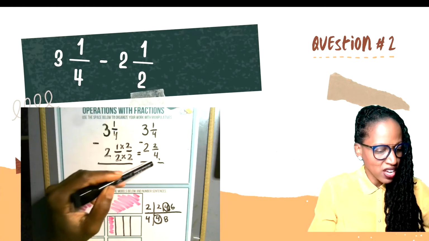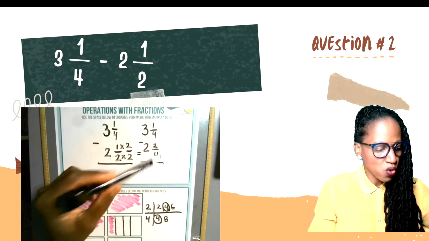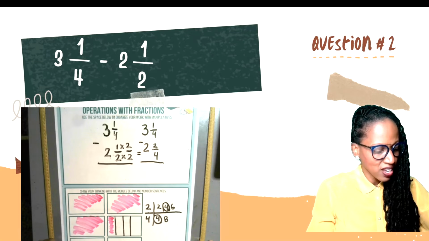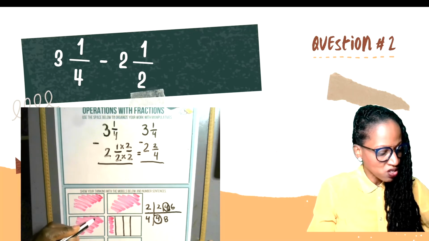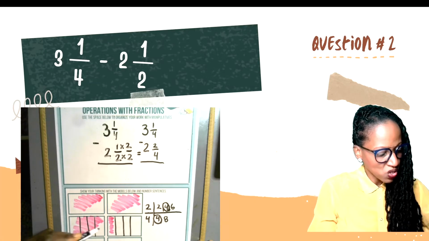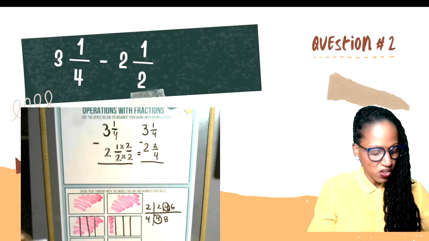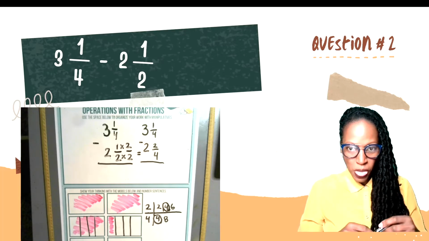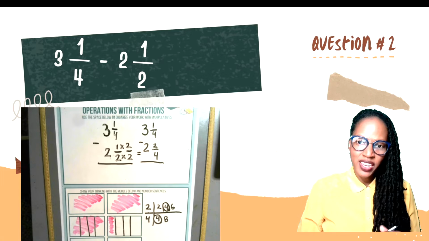Okay? So now that I have that, I can already see I need to now change my 1/2. This 1/2 is the same thing as 2 fourths. So let me go ahead and change one of my wholes into fourths as well. 1, 2, 3. So now I have fourths, okay? So here we go. Now I'm ready to go ahead and subtract.